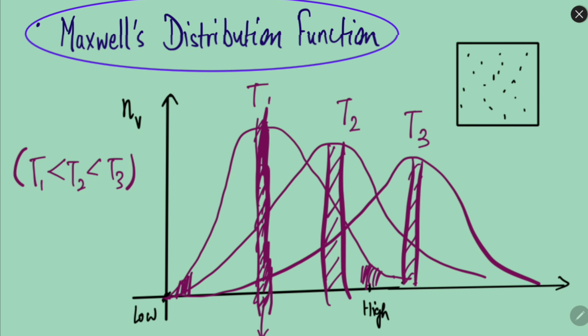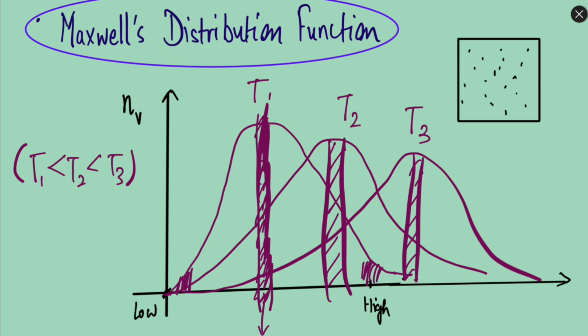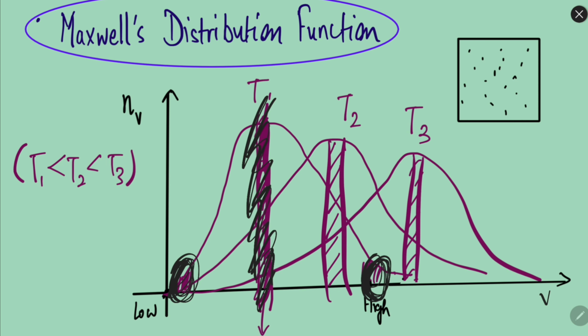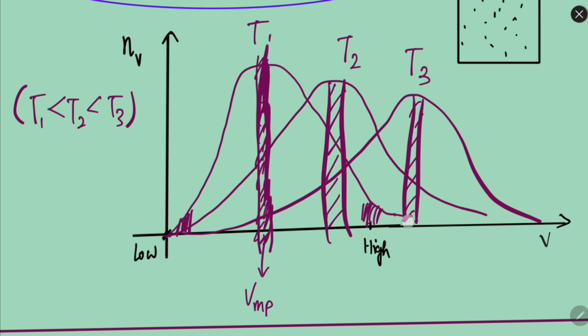Now let's discuss Maxwell's distribution function. This graph tells us about the velocity of various particles and the number of particles having that velocity. This graph is for 3 different temperatures, where T3 is highest. Let's first discuss T1. At T1 temperature, this is the graph. It means that the number of particles having very low velocity and very high velocity is very small. Most of the particles have some velocity, which is called the most probable velocity, and as we increase the temperature, this graph will shift towards the right and it will move down.